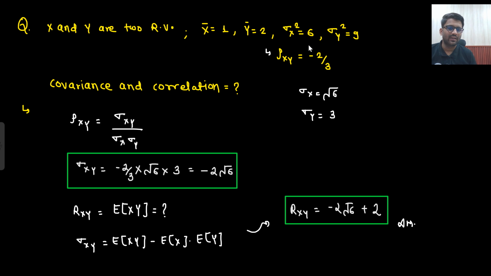And here it was very simple. The correlation coefficient was given, that is minus 2 by 3, and that is equal to covariance divided by sigma x into sigma y. Sigma x is under root 6, sigma y is 3, so 3 into under root 6. So the answer is minus 2 under root 6. Well and good.